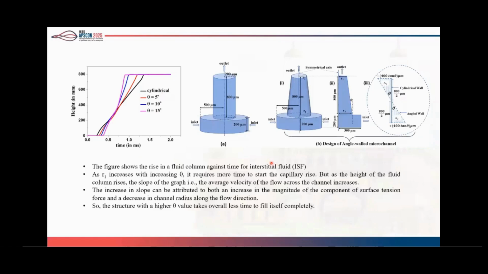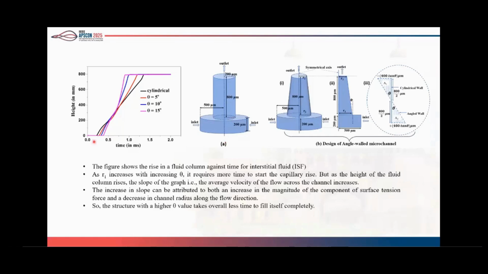We can see from the graph that in the beginning, the cylindrical wall structure has a radius of around 200 micrometer, but the angled wall structure has the radius R1, that is 200 micrometer plus the amount 400 tan theta micrometer. So due to this, the radius R1 is larger than the cylindrical one.